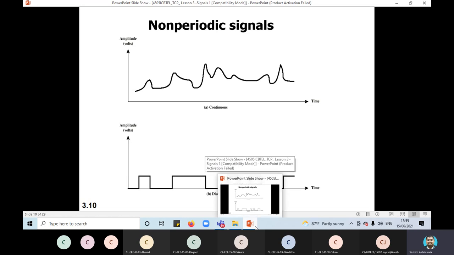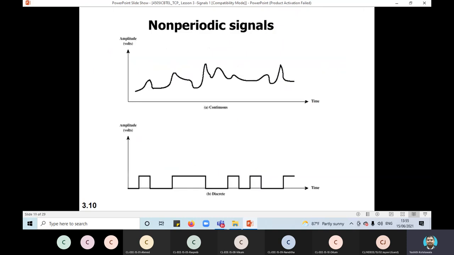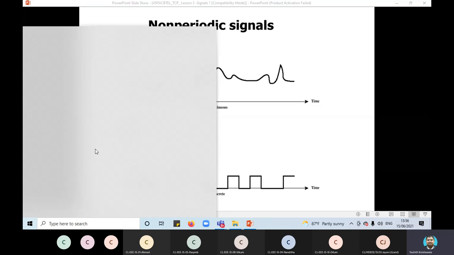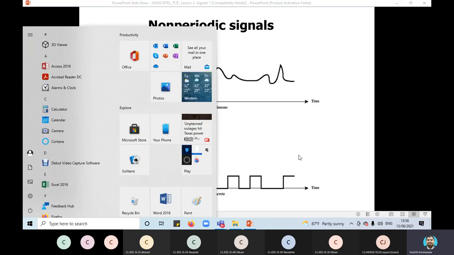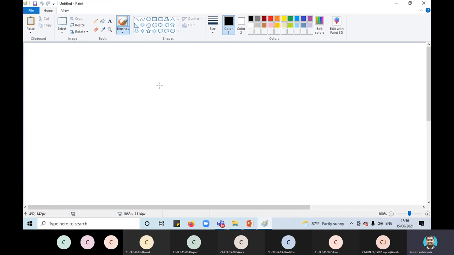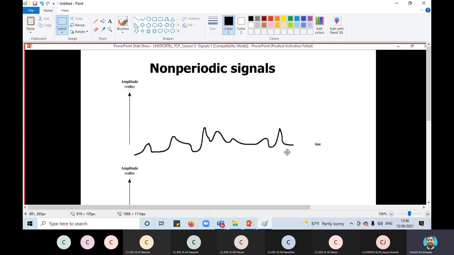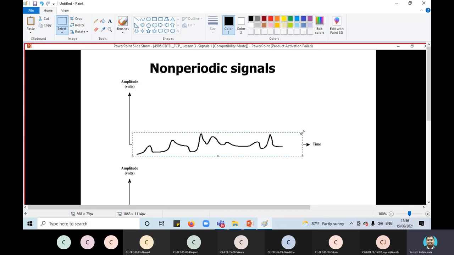Let me show you something. First, I'll take the print. Sorry. Screen. Give me a second. Right, let me take the wave component. Like this. Sorry.